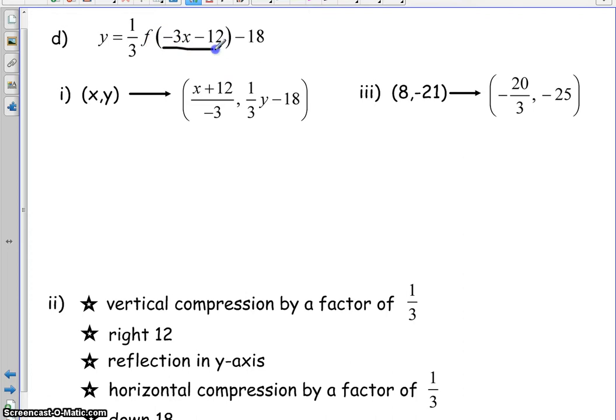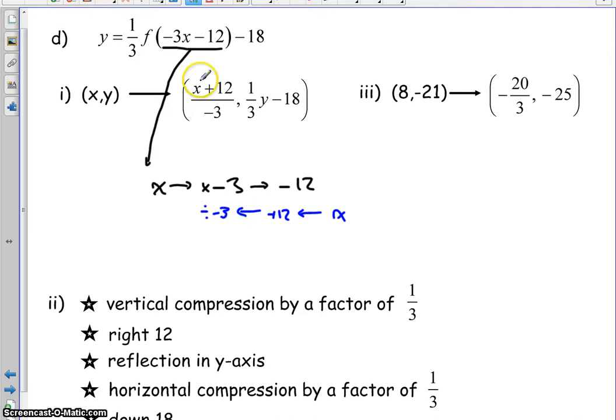Mapping rule for x. You see that it's negative 3x minus 12, so x times negative 3 and then minus 12 inside the function. So for your mapping rule, you take the inverse: x plus 12, and then divide by negative 3. So x plus 12 first before you divide by negative 3. For y, multiplying by 1/3 and subtract 18. Okay, which gives you an image point of negative 20 over 3 and negative 25 when you plug those values 8, negative 21 into the mapping rule.